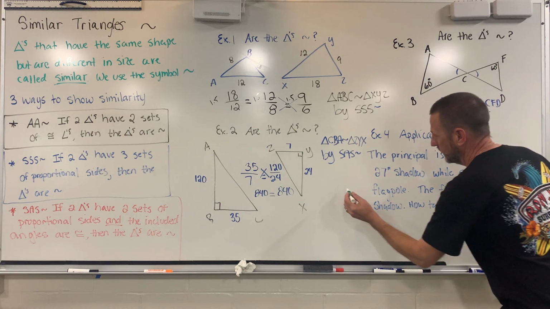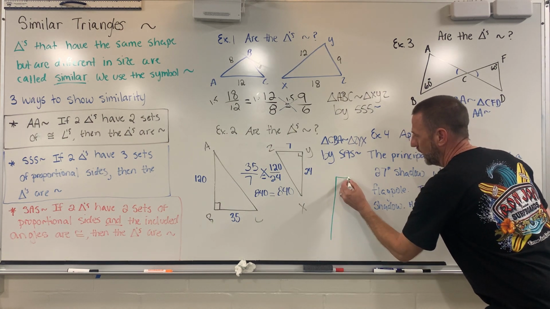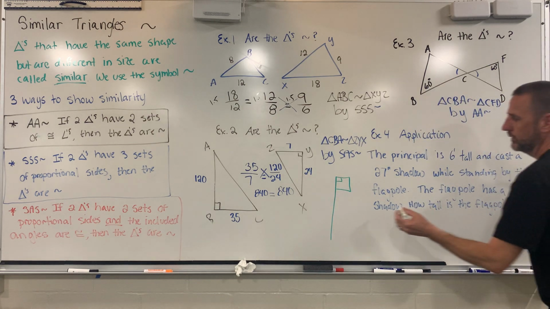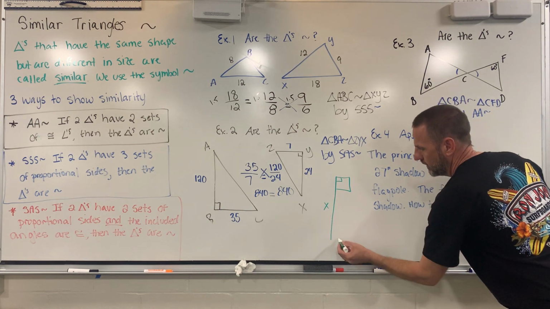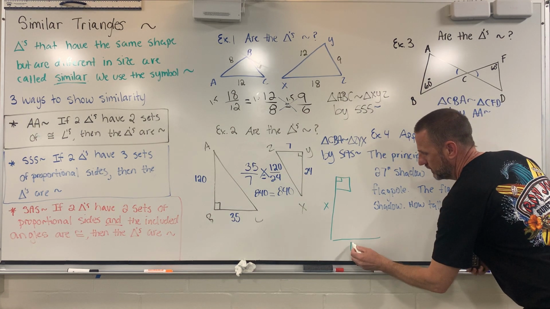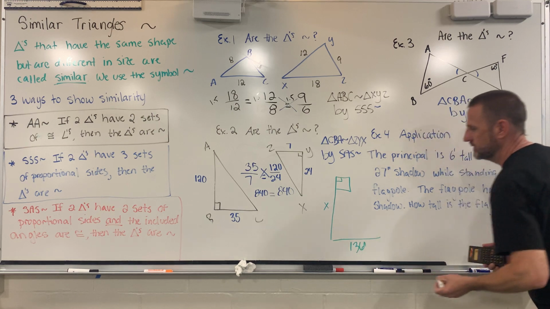So let me draw. I may be married to an art teacher, but my art skills are terrible. But anyways, I don't know how tall the flagpole is, but I know that it has an 11-foot 4-inch shadow. I don't like that number. I don't like working with two different things, so I'm going to turn everybody into inches. So 11 times 12 is 132, plus 4 more gives me 136 inches. I'm going to use inches. I don't like having two different ones.